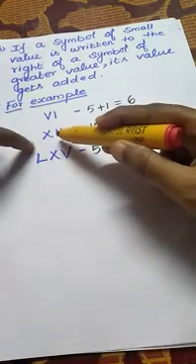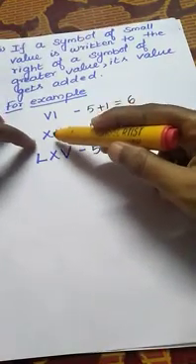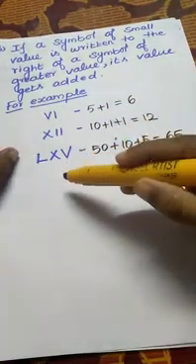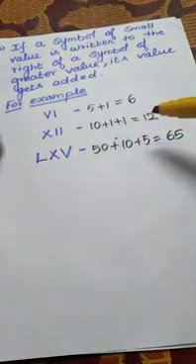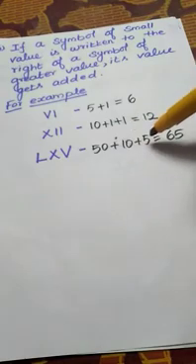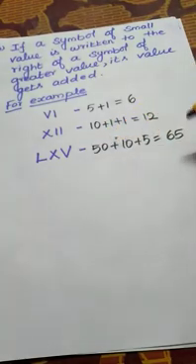Next one, XII. Again we use the same smaller value on the right side of the greater value. So 10 plus 1 plus 1, that is 12. The last example, LXV. What is the value of L? That is 50. Plus X value 10, V value 5. So the answer is 65.